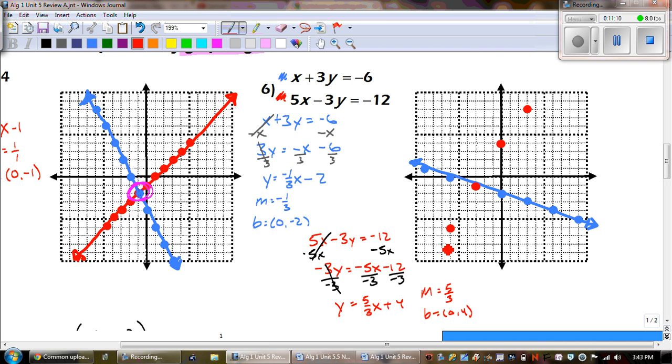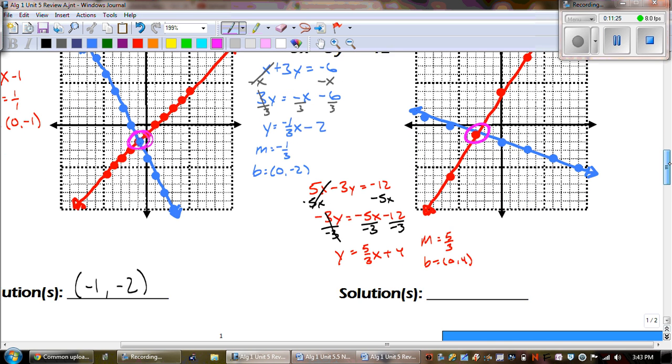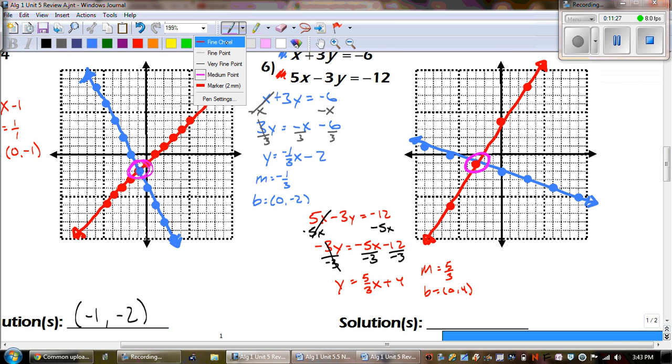Okay, let's go ahead and draw the line. Oops. There we go, that's a little better. Okay. And what's that point? Where do they intersect? Yeah, that's the point: negative 3, negative 1.